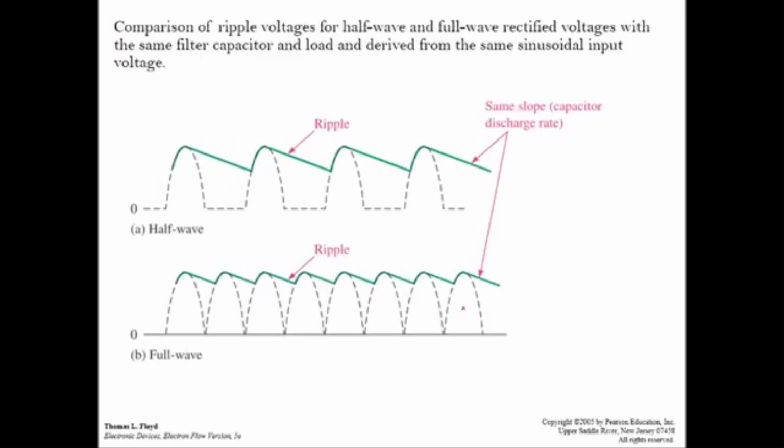This is the actual slide that shows the comparison between half and full wave. In the full wave, the discharging part is shorter compared to the half wave, so the output voltage will not drop as low as in the half wave case, because the discharging time is shorter. So the ripple will be much smaller in the full wave. That's why we use the full wave rectifier.